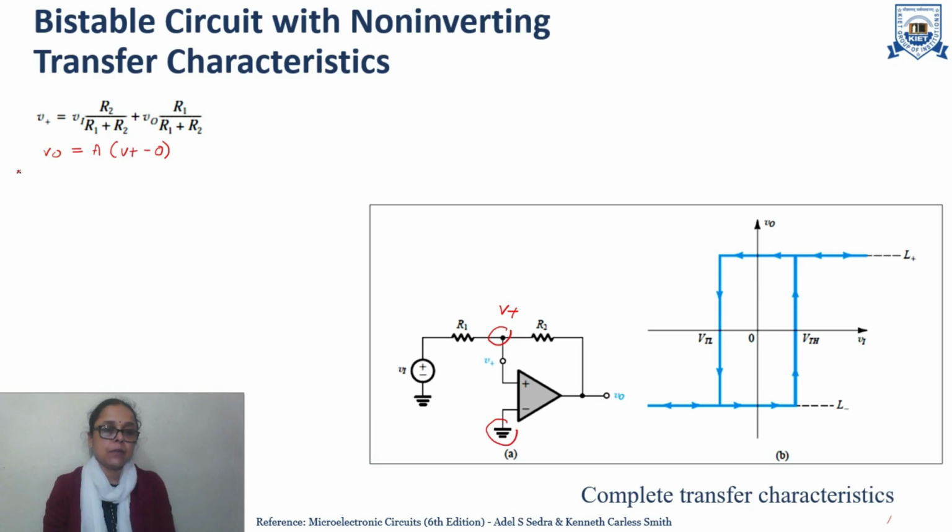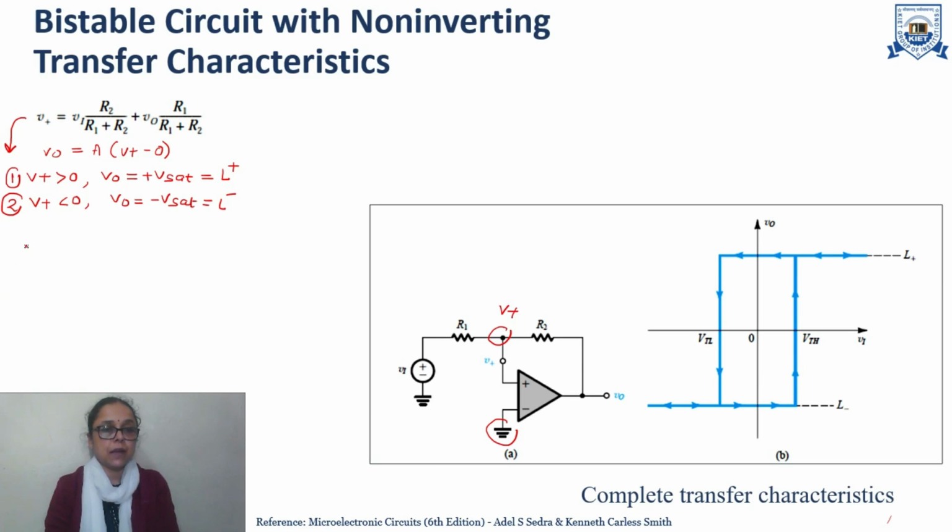So, what is the condition when this amplifier will go into saturation? When V plus is greater than 0, the output will be at plus V sat or saturation voltage, or it can be said to be L plus, and whenever this V plus is less than 0, the output will be at minus V sat, or it can be L minus. Now we will put the value of V plus and find out the characteristics of the non-inverting circuit.